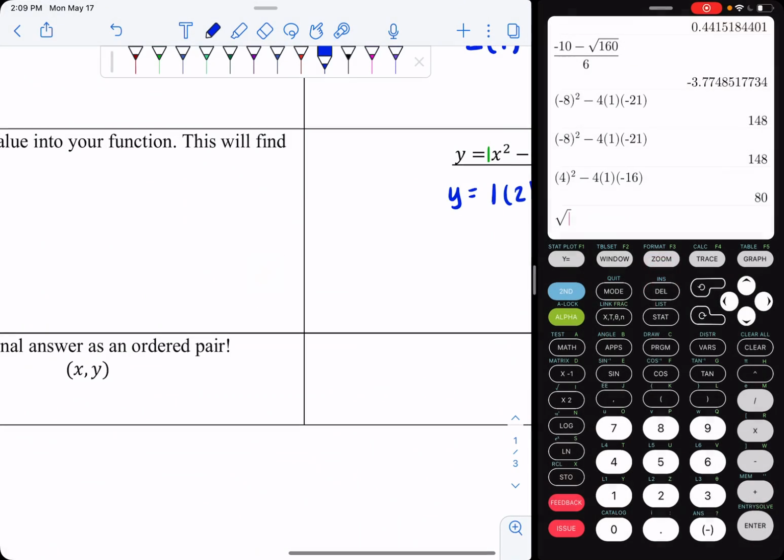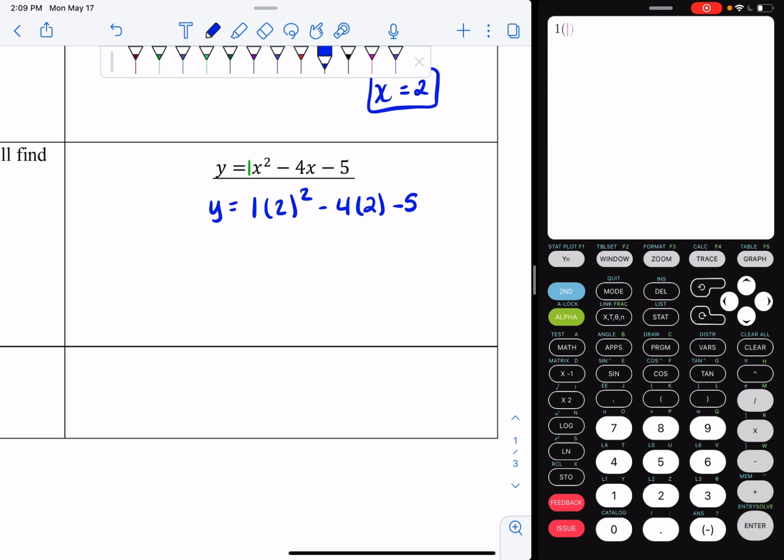We're going to literally type that into a calculator. So I'm going to type in 1 parenthesis 2, square it, take away 4 times 2, and then take away 5. When I hit enter, I get negative 9. So I can say y equals negative 9.